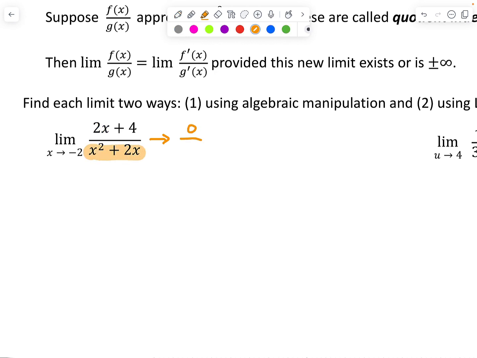This denominator is a continuous function by itself, so plug in negative 2 for both of these x's, so we get 4 minus 4 or 0 for the denominator. This is an indeterminate form. We cannot conclude what the value of this limit is from this expression alone.